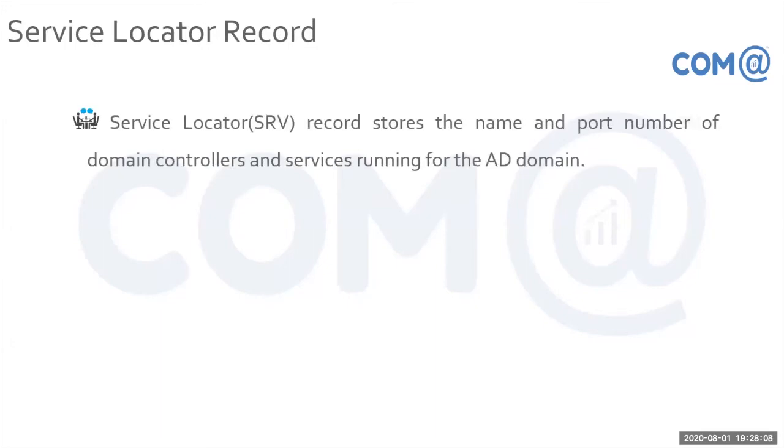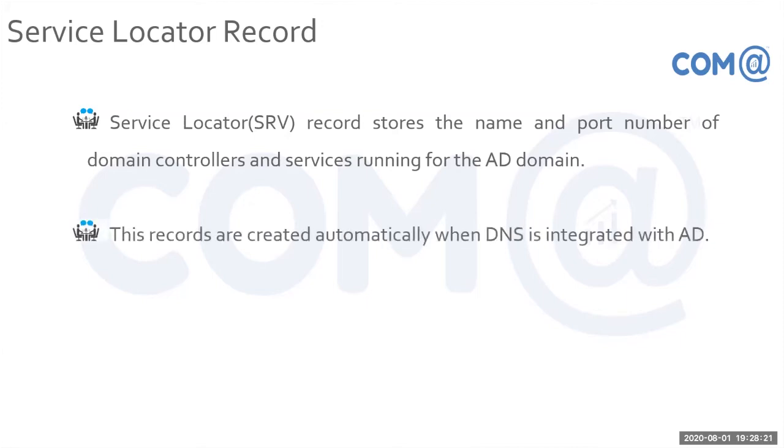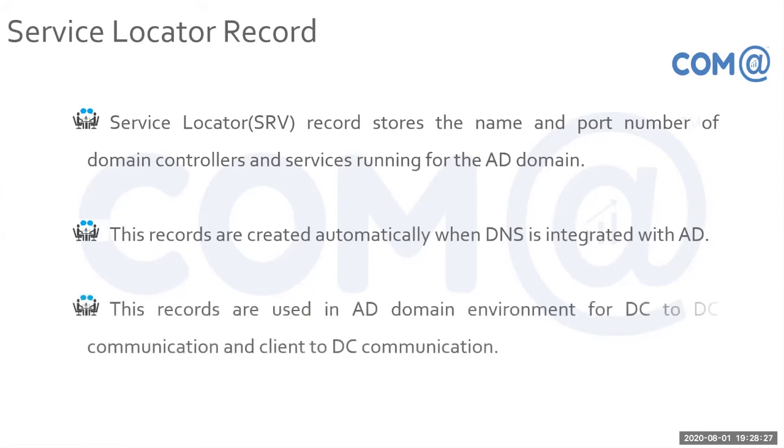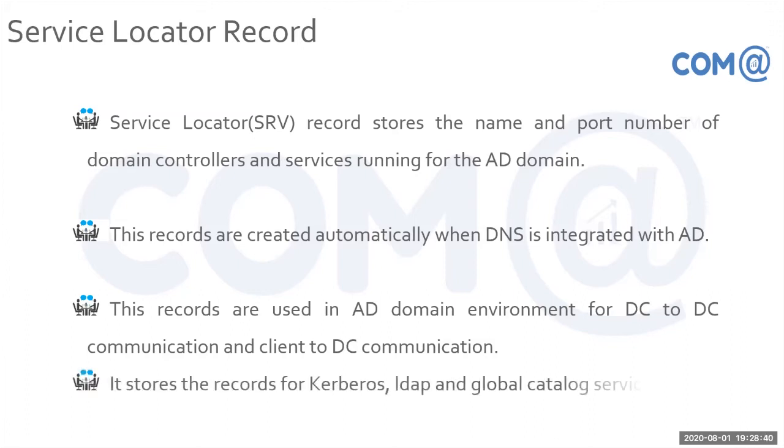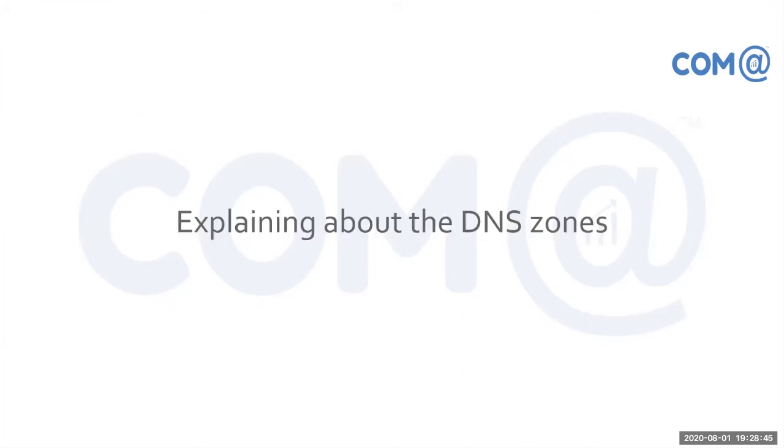And further explaining about the service locator record. This record will be storing the name and port number information of the domain controllers and the services related to the Active Directory domain. These records are created automatically when a DNS is integrated with Active Directory. These records are created and used in an Active Directory domain environment for domain controller to domain controller communication and client to domain controller communication. And basically it stores the records for the Kerberos, LDAP, and the global catalog services.